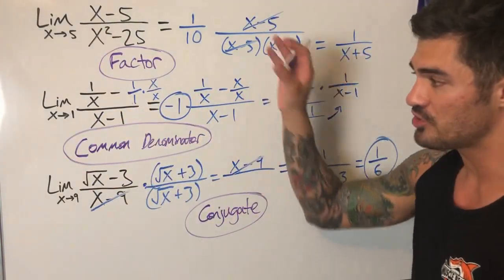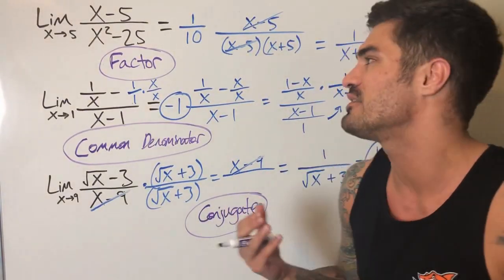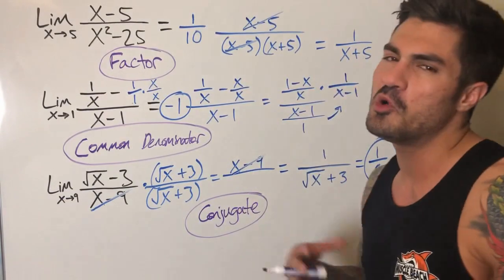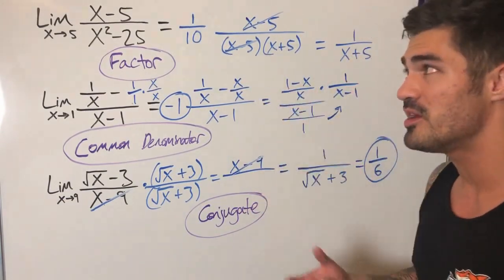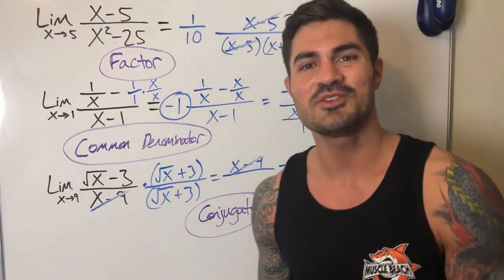All right, so these are just 3 examples. There are probably more things. There are more techniques you have to use to find limits. These are the 3 probably most common things you'll see come up, so that's why I thought I'd put them as examples.